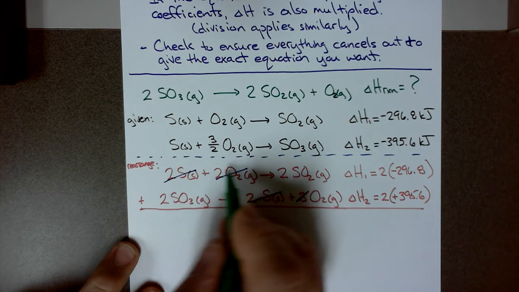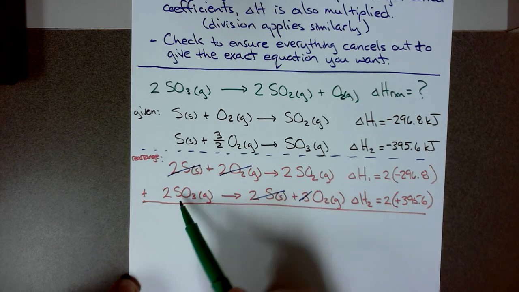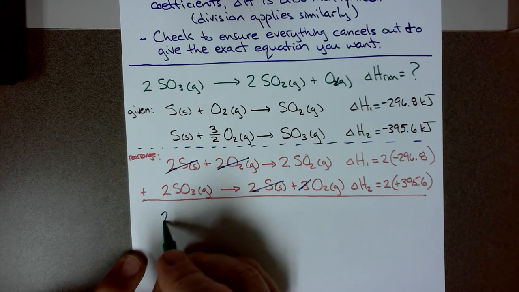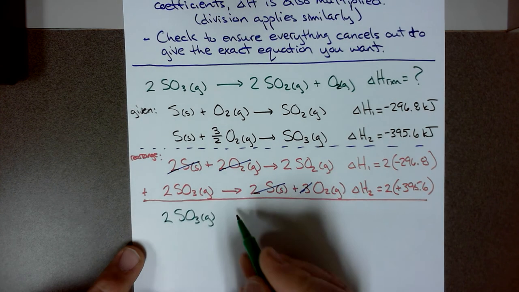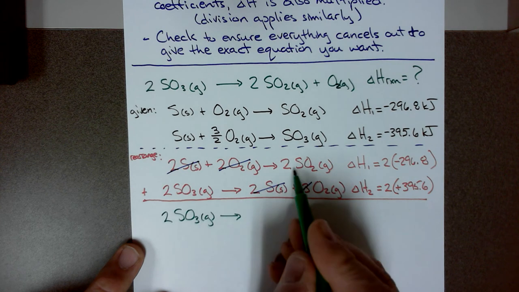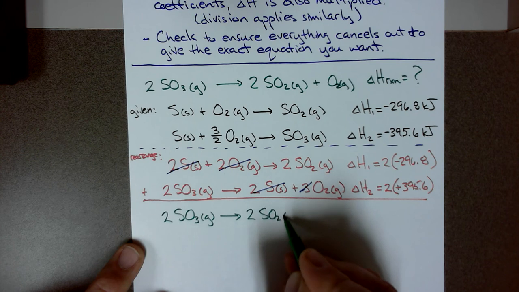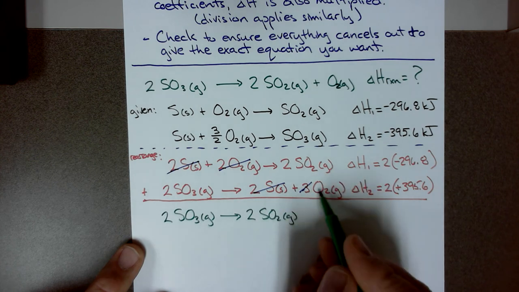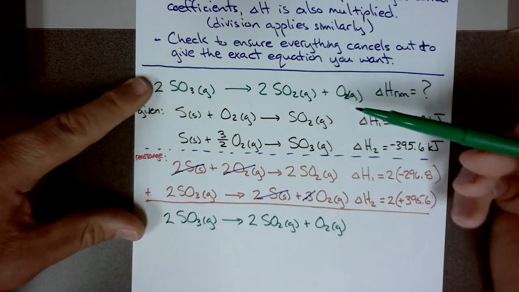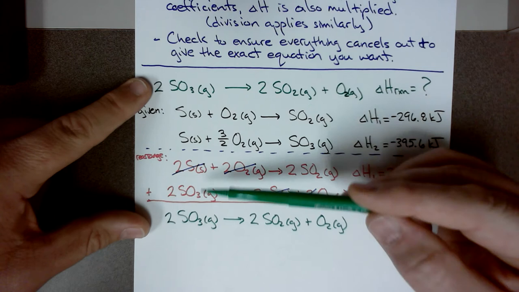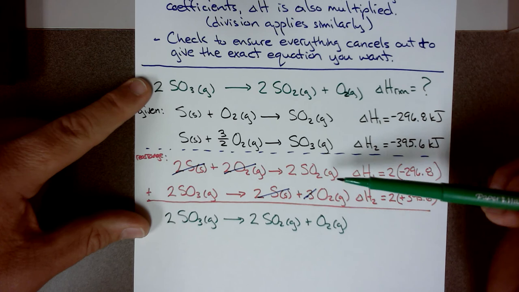If you look at it, these are products, right? This, and this. These 2 are gone, so my only reactant is SO3 gas, and it goes to 2 SO2 gas, and then I look down here and I have 1 mole of O2 gas. And does that match the original? So I go back up and I look: 2 SO3, 2 SO3, 2 SO2, 2 SO2, 1 oxygen, 1 oxygen.